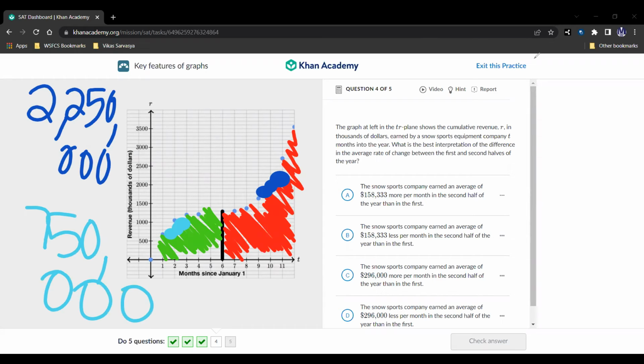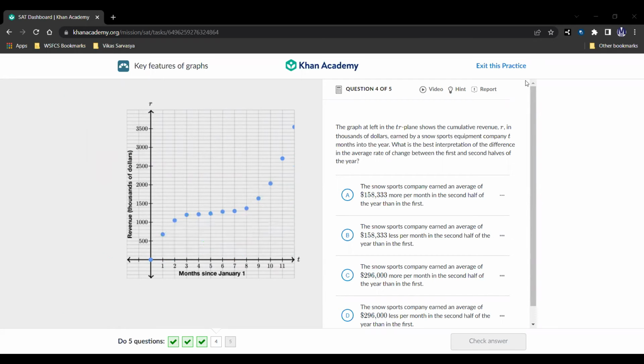So let's try that again. Let's try this question again, because obviously we messed up somewhere. All right, let's see. So the difference in the average rate of change between the first and second halves of the year. Okay, what we got?